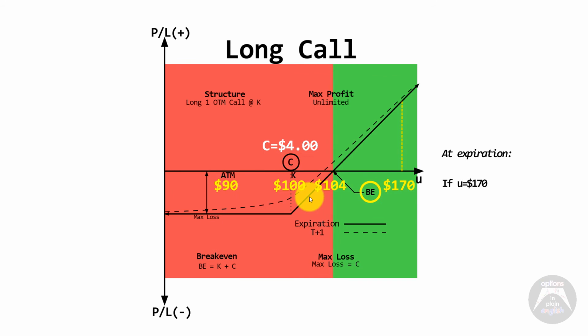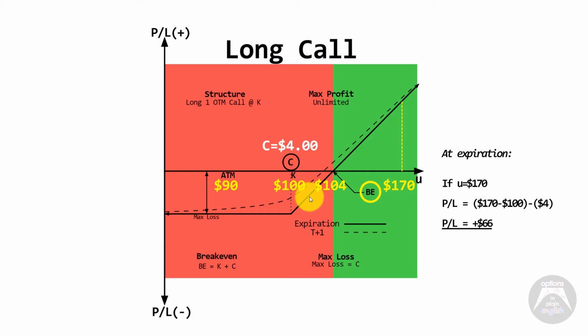If the underlying, represented by the lowercase letter U, is trading at 170, my profit and loss is going to be the 170 minus the strike price, which is 100. So this is the amount that the call is above the strike. So the amount that the call has value for, minus what I paid for it, which is $4. So my profit and loss would be $66.